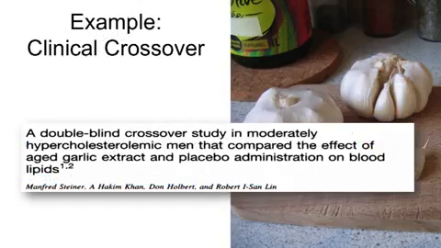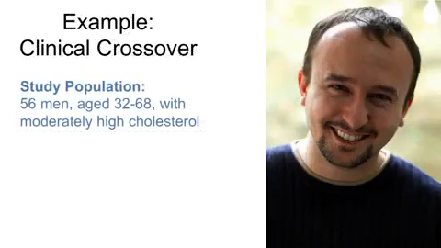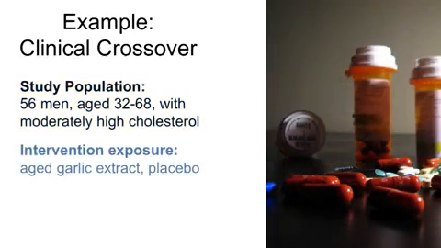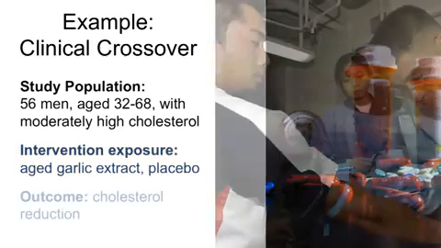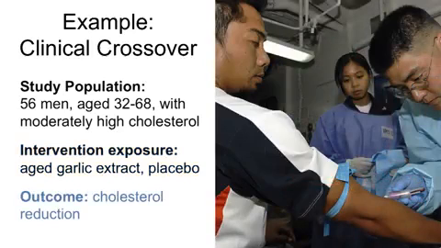In this study, researchers wanted to compare the effect aged garlic has on blood lipids. Study participants were men ages 32 to 68 with moderately high cholesterol. The men in the study were randomized to take a dietary supplement containing either garlic or a placebo for a 6-month period. Blood tests were recorded, then each participant switched to the other supplement for a time, after which blood tests were recorded again. The test results show that garlic supplements appeared to reduce cholesterol as well as blood pressure.